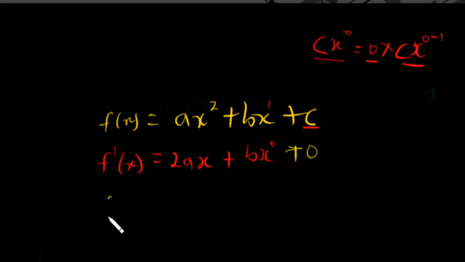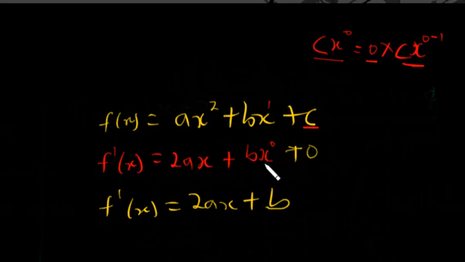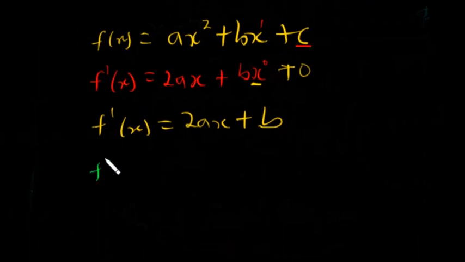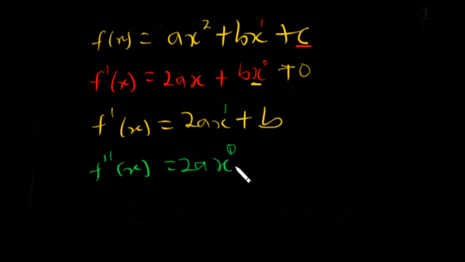So we will have f prime of x, that is the first derivative, as 2ax plus b. It is b because x raised to the power 0 is 1. Now let me go on to differentiate f prime of x. So I'll have f double prime of x, that is the second derivative, and here is 1. If you pull the 1 down here, 1 times 2a, you have 2a. If you subtract 1 from 1, you have x raised to the power 0. And here too, b is a constant.